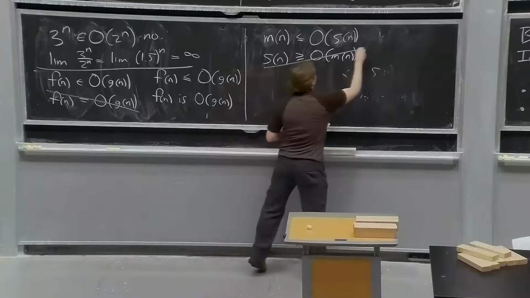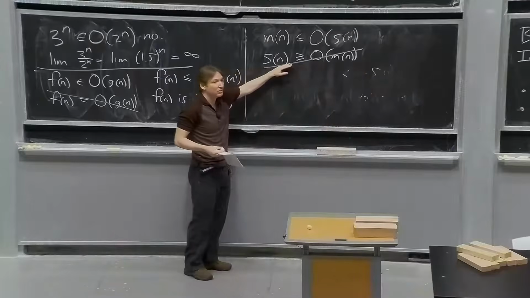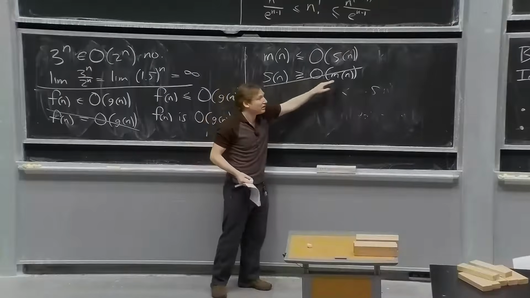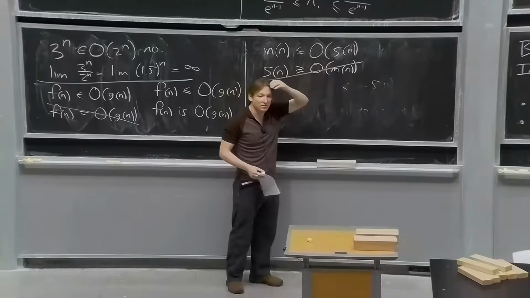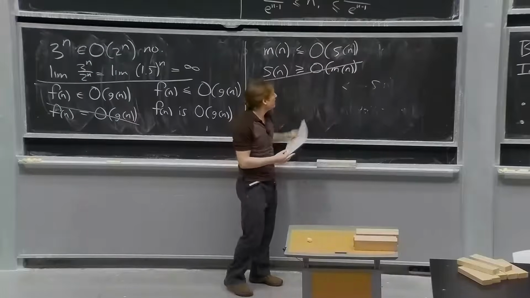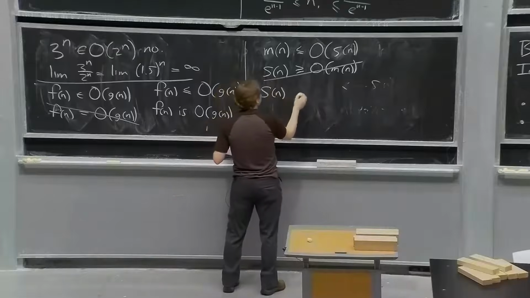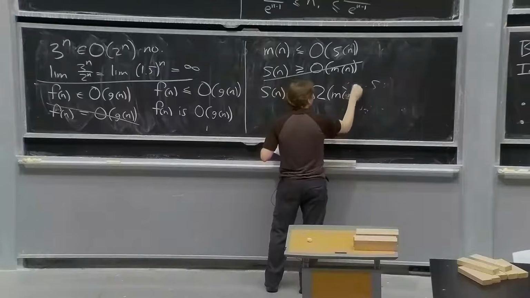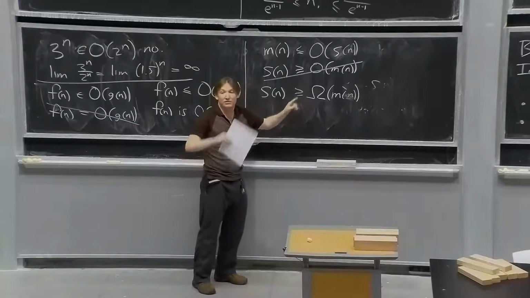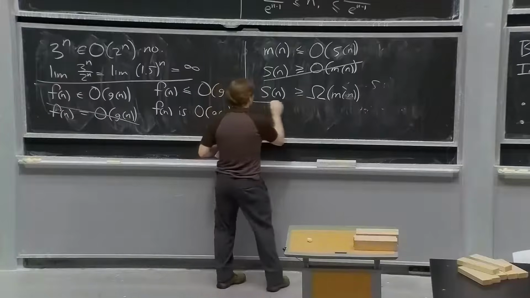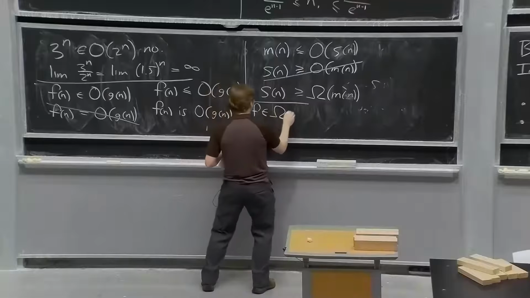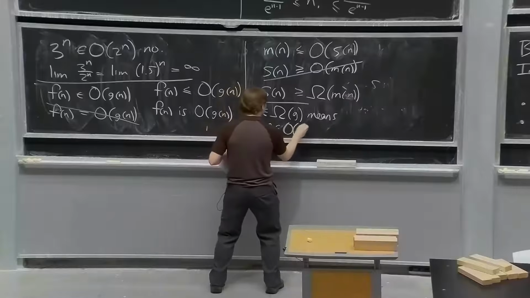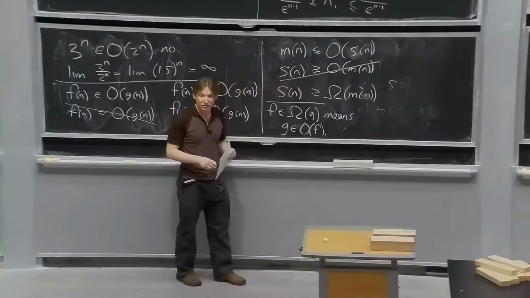Don't write that. However, this is still an idea that we often want to communicate. S is bigger than M. We want to emphasize that S is bigger than M instead of emphasizing that M is smaller than S. And we have different notation for that. Instead of a big O, we use S is big omega of M of n. So big omega is just the reverse of big O. We have our definition: f is in big omega of g means that g is in big O of f. Let's take that as our definition.